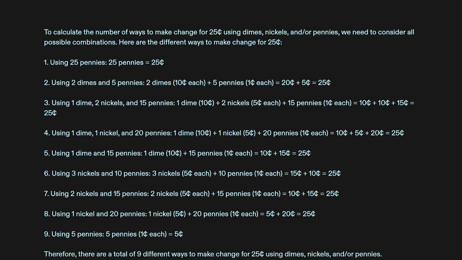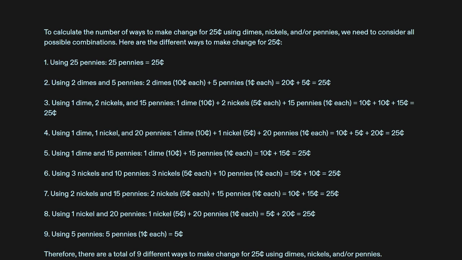As you can see, we use the brute force method to know how many ways we can do it. So, to calculate the number of ways to make change for 25 cents using dimes, nickels, or pennies, we need to consider possible combinations. Here are the different ways to make change for 25 cents. The first one is using 25 pennies. It would be equal to 25 cents.